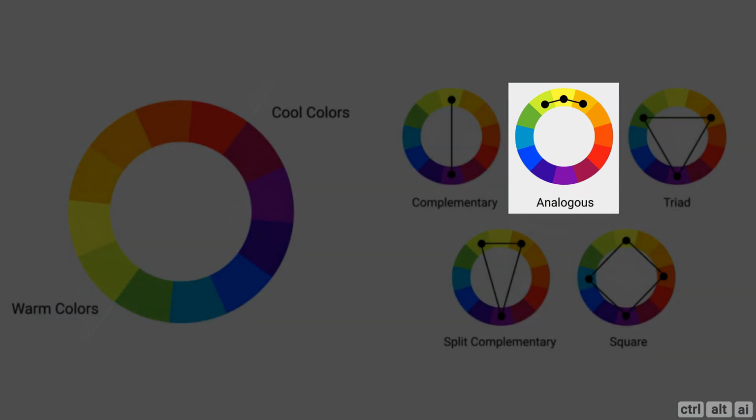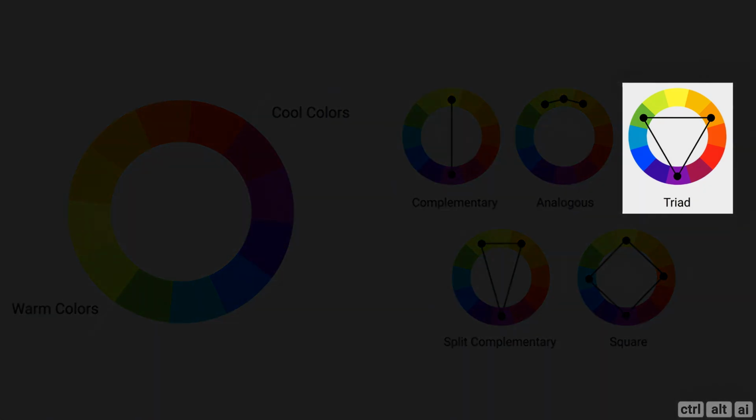A triad color scheme is a color harmony consisting of three colors evenly spaced around the color wheel, forming an equilateral triangle. This combination creates a balanced and visually striking effect because the colors are equally distributed, providing contrast and harmony. Triad color schemes are often used to create dynamic and vibrant compositions.